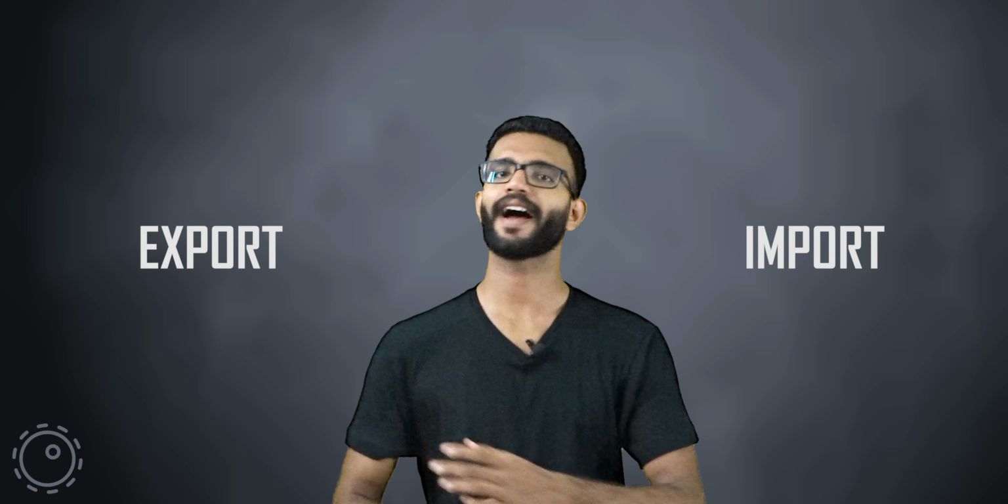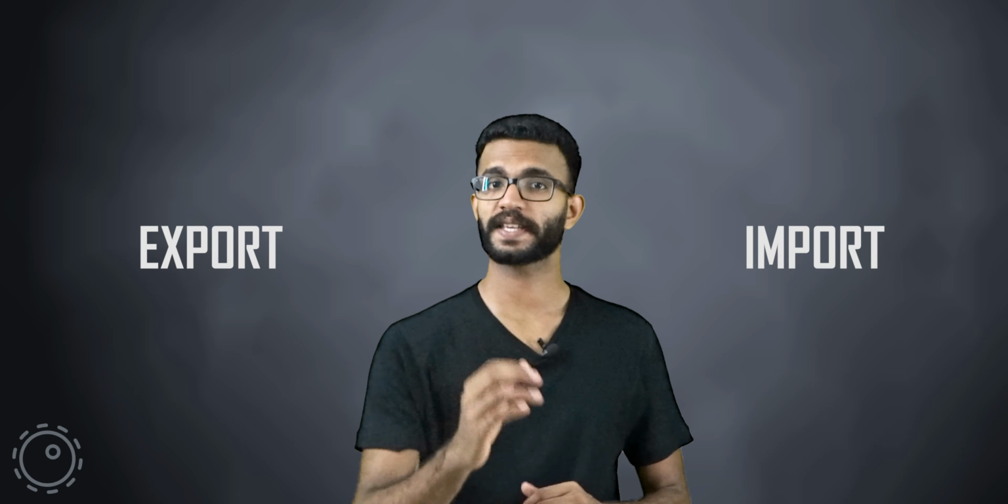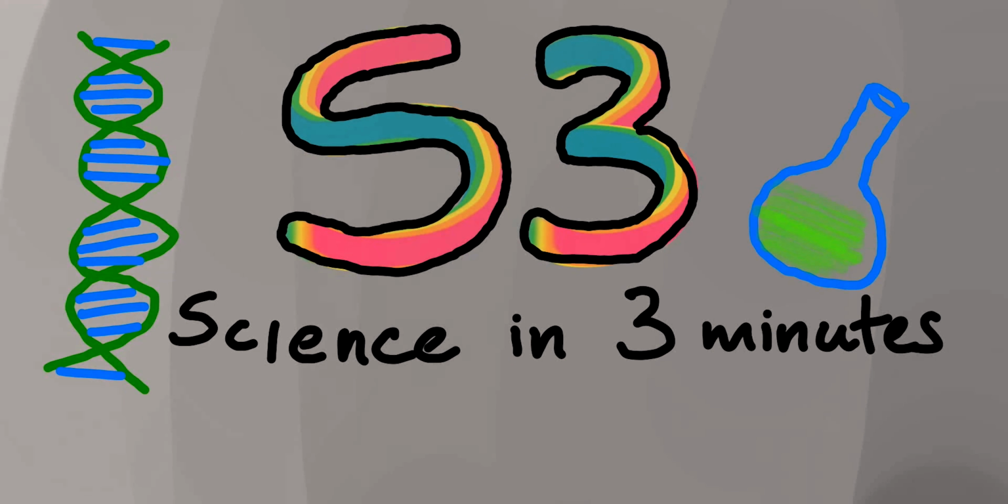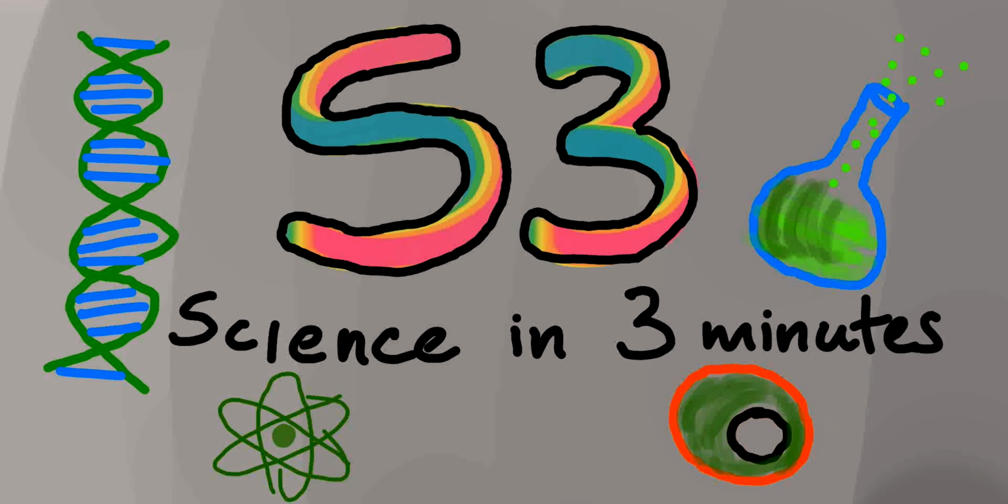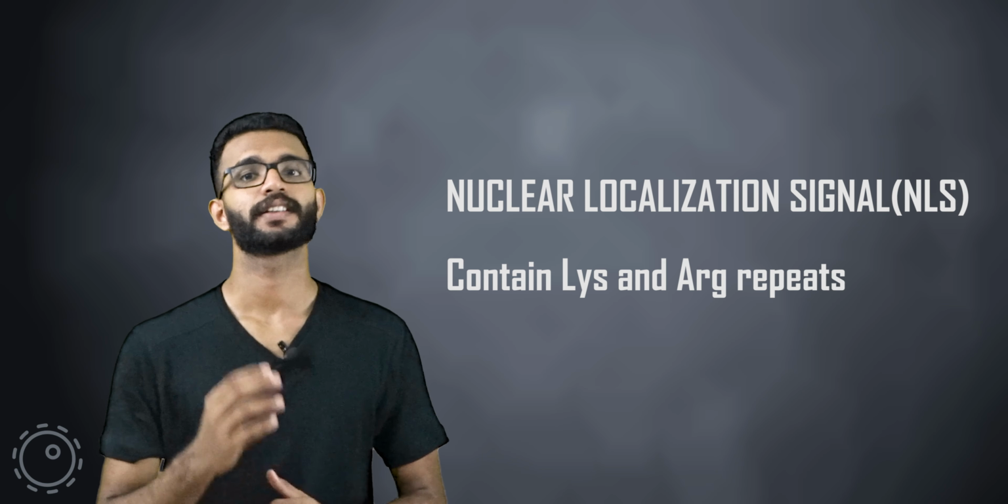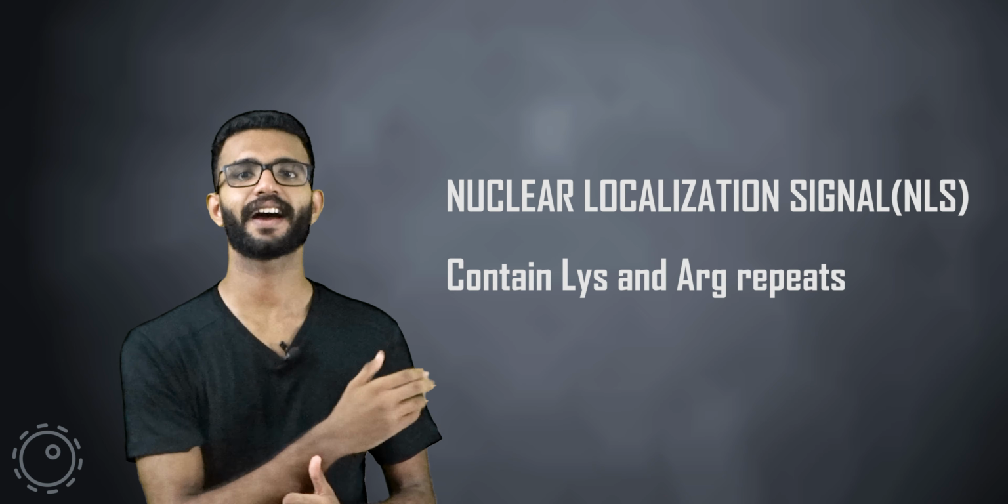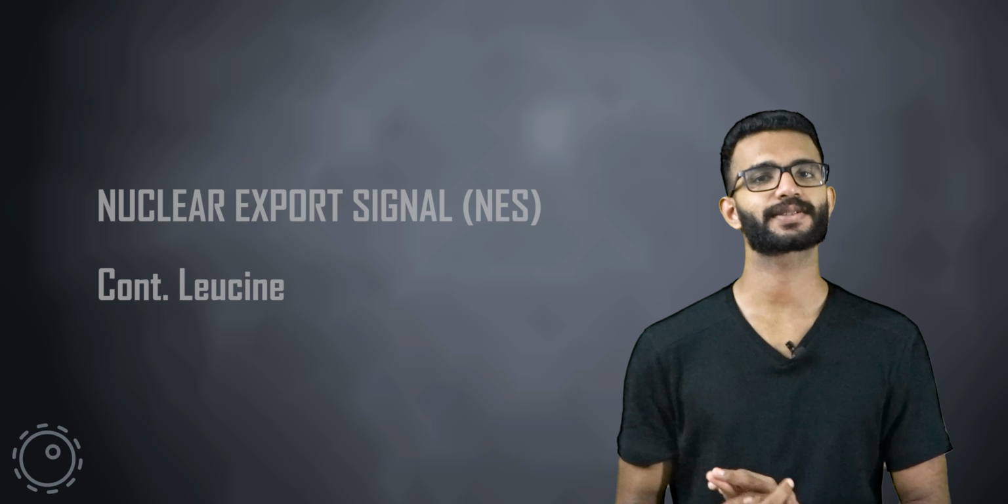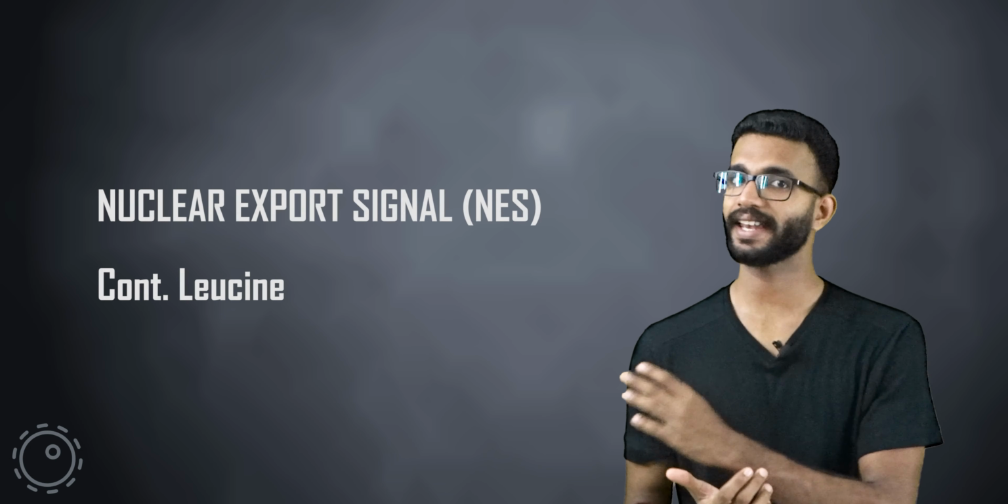There are two types of nuclear transport, the nuclear import and the nuclear export, and there are specific signals which are needed for these transports. The signal which is needed for the nuclear import is known as the nuclear localization signal. It contains two basic amino acids, lysine and arginine, as repeats. And in the case of nuclear export, the signal is known as NES, or the nuclear export signal, and the nuclear export signal contains a continuous stretch of leucine.